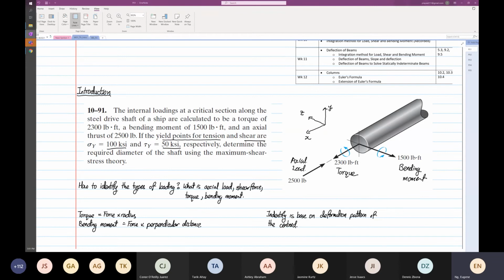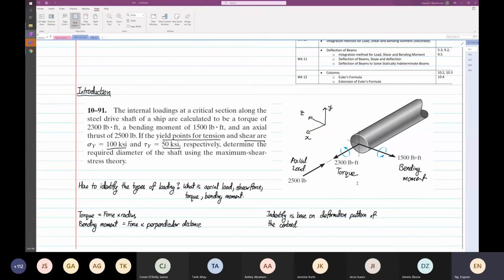For this problem set, I'm so excited now, I cannot sit down. For this problem set, they tell you what's the torque and what's the bending moment. That's the problem where we train you as an engineer. When we train you as an engineer, we give you too much information.